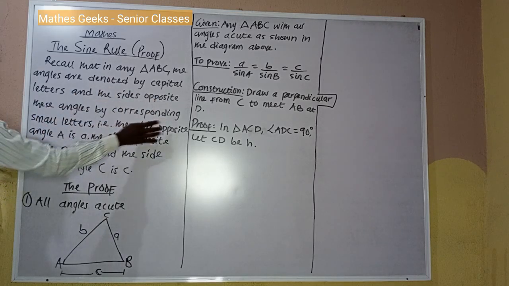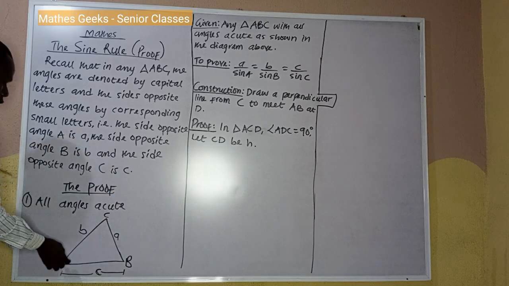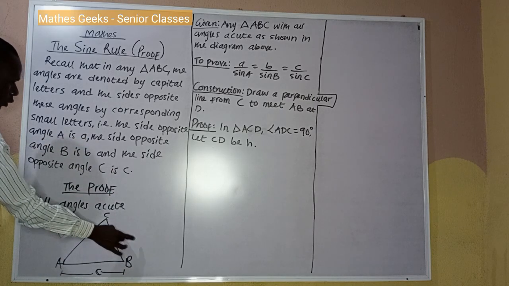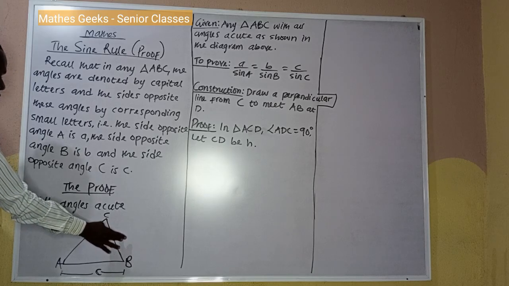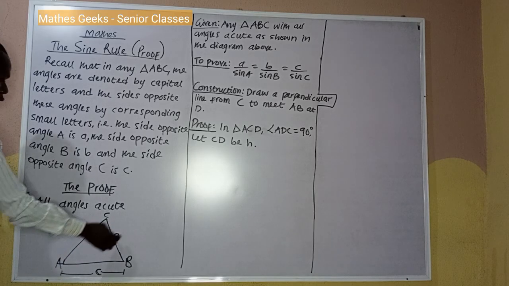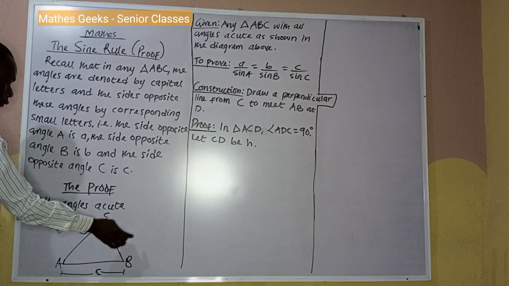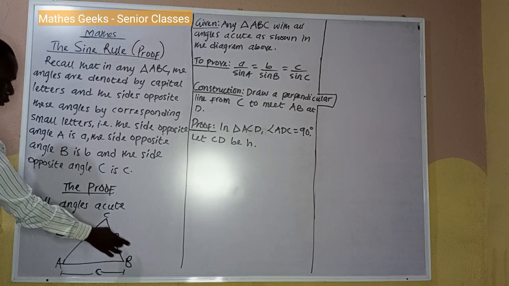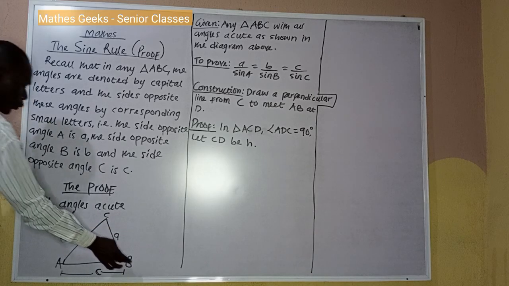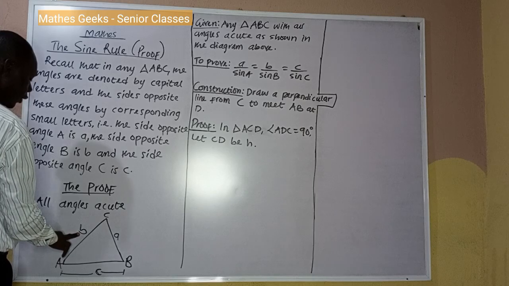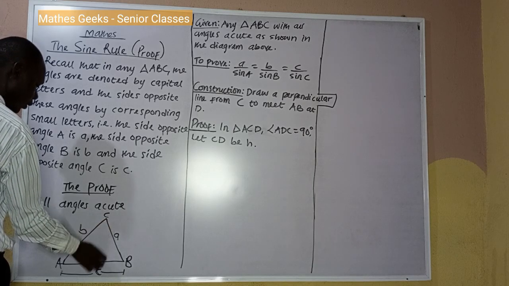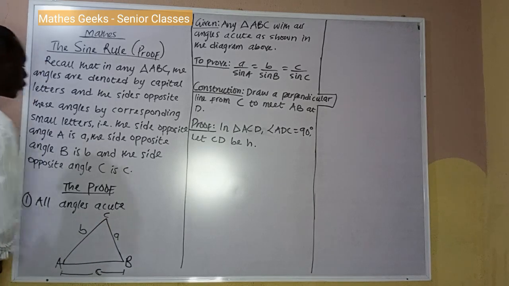That is, the side opposite angle A is a. So this is the angle A, and the side opposite angle A is the side a. So you denote the side opposite angle A with the corresponding small letter a. Also, the side opposite angle B is denoted by b, and the side opposite angle C is denoted by c. So that's what it means.